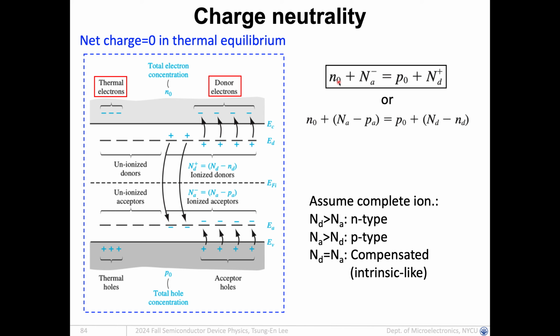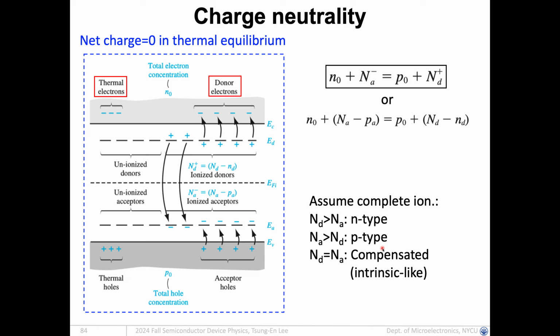For negative charge, we have electrons, so we can calculate the total electron carrier concentration and also the negative charge of the ionized acceptor. For the positive charge, we have the total hole carrier concentration, as you see here, and also the ionized donors. The ionized donors can be expressed by the doping concentration minus the remaining donor concentration at the donor level, and the same for holes.